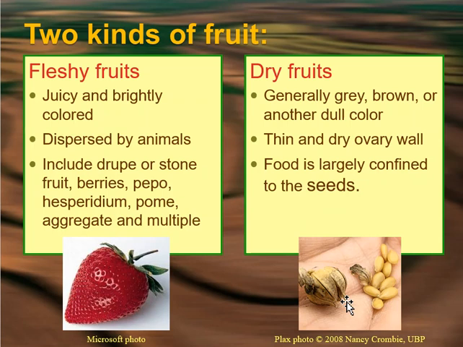So, your fleshy fruits include drupe and stone fruit, berries, pepo, pomegranates, aggregate, and then other forms of multiple fruits as well, so grapes. So I would say fleshy fruits are more the fruits that you typically think of, whereas dry fruits generally have a thin and dry ovary wall, so the food is largely confined to the seeds. So this would be a lot of your nuts that we think of.